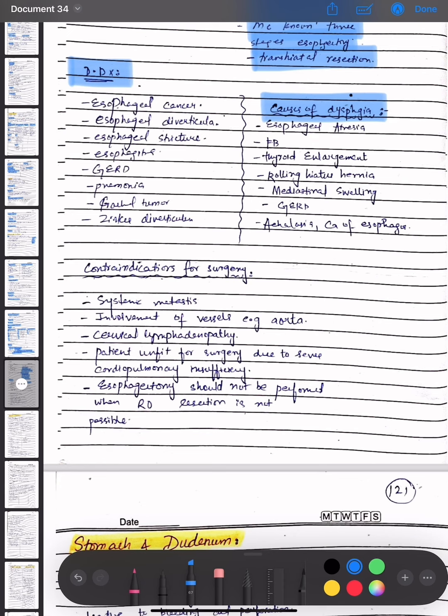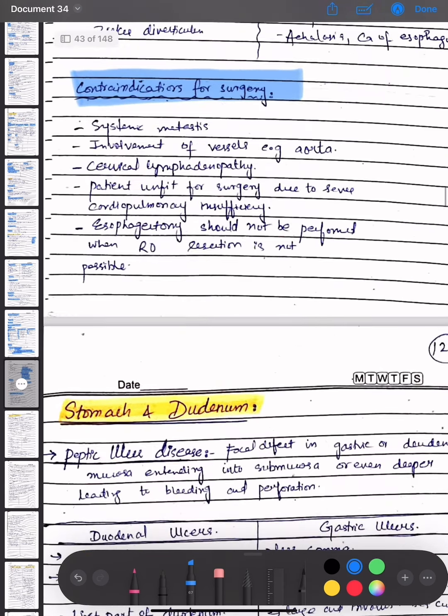carcinoma of the esophagus. The contraindications for surgery are systemic metastasis, involvement of vessels, for example, aorta, cervical lymphadenopathy, patients unfit for surgery due to severe cardiopulmonary insufficiency. Esophagectomy should not be performed when a resection is not possible.